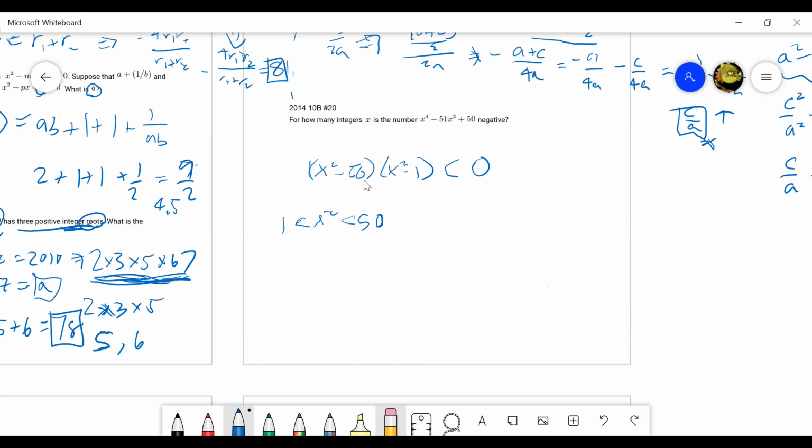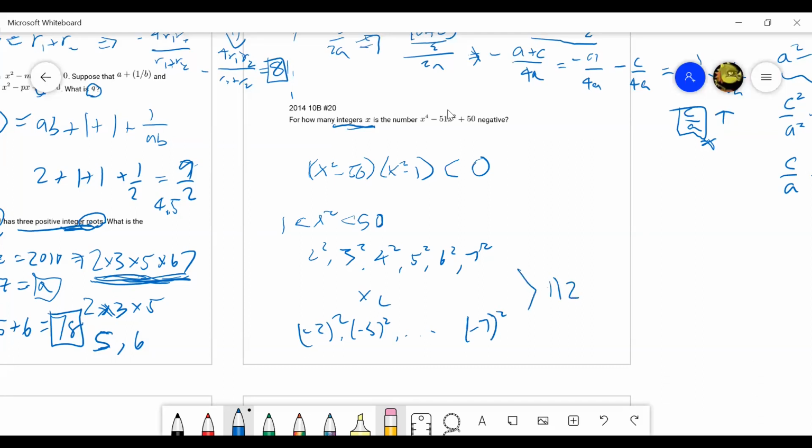So there are 6 numbers within this range: 2 squared, 3 squared, 4 squared, 5 squared, 6 squared, and 7 squared, right? One might expect the answer to be 6, but you do have to be careful because it says for how many integers x. It doesn't say for how many positive integers x. So it's multiplied by 2 for all the negative numbers. x can be negative 2, negative 3, all the way to negative 7, and these squares are going to be the same. So there are actually 12 values here that work.